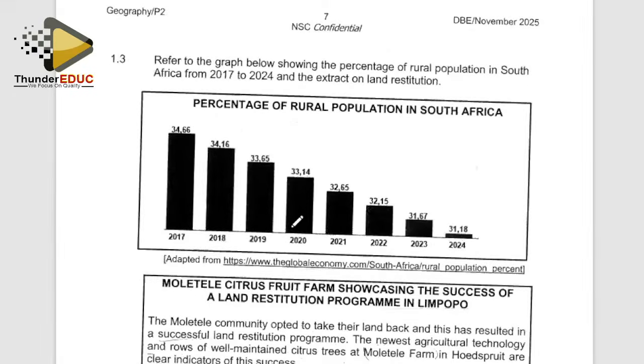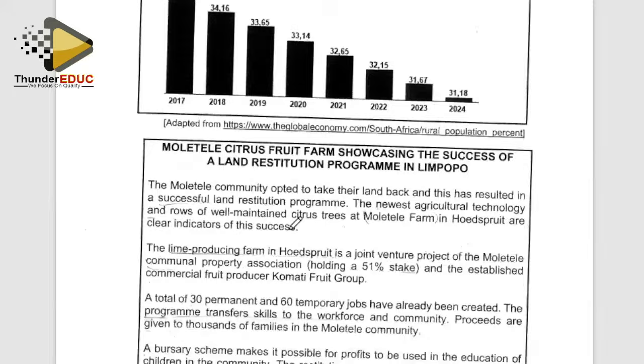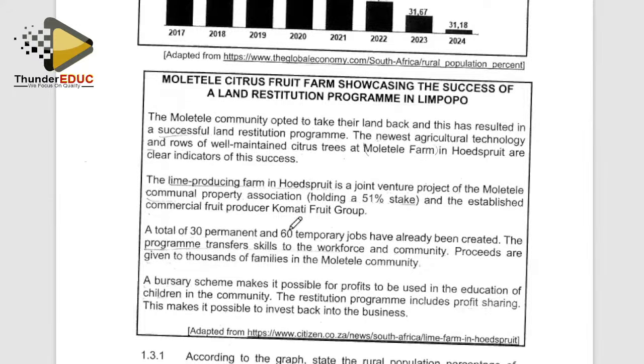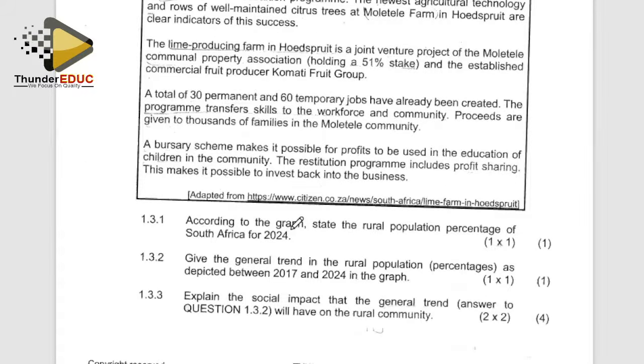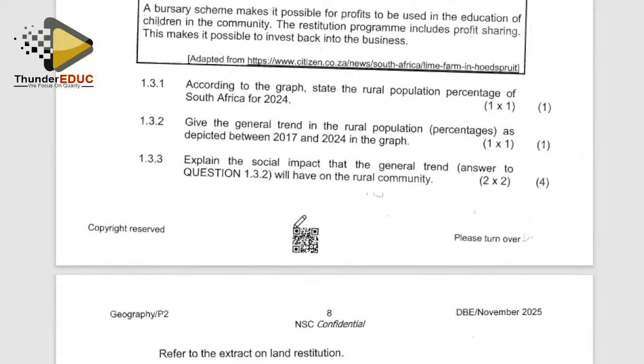Right, refer to the graph below showing the percentage of rural population in South Africa from 2017 to 2024 and the extract on land restitution. What is it saying here? We're not going to go through the case. It says the Molotele Citrus Fruit Farm showcases the success of a land restitution program in Limpopo. That doesn't matter much. We want to go and answer the questions.